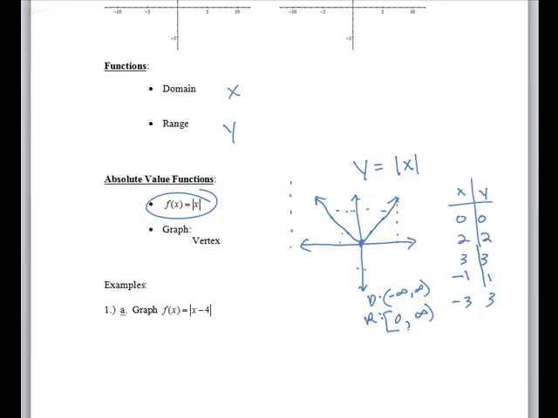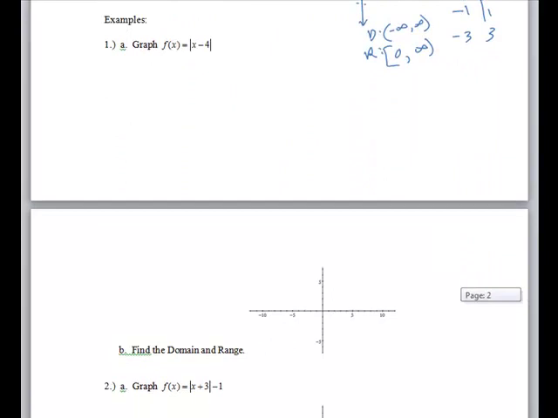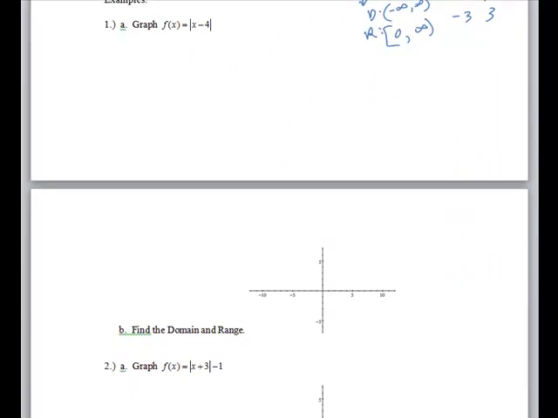So if you look at example 1, graph the function f of x is equal to the absolute value of x minus 4. So absolute value function, still going to be in the shape of this V, but that negative 4 is going to move it somewhere around the graph, either up, down, to the left, or to the right. If we can find the vertex, we'll know exactly how it affects the graph.